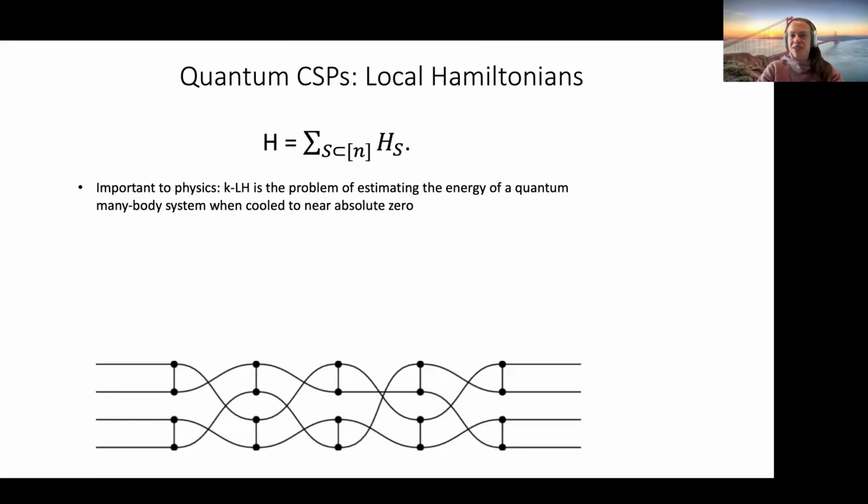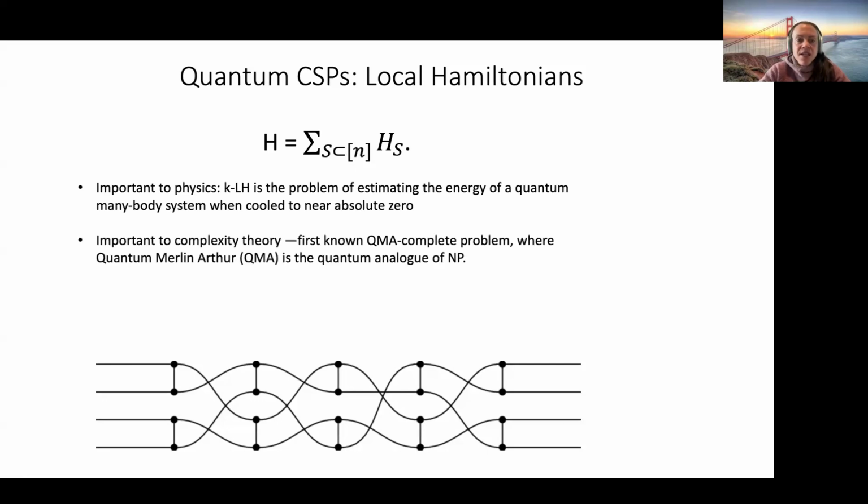So this problem has been important in many aspects of science. It's important to physics because this is a problem of estimating the energy of a quantum many-body system when cooled to near absolute zero, the ground states of those systems. It's important to complexity theory because the local Hamiltonian problem, finding this ground state, is the first known QMA, quantum Merlin-Arthur, complete problem, where this is the quantum analog of NP.